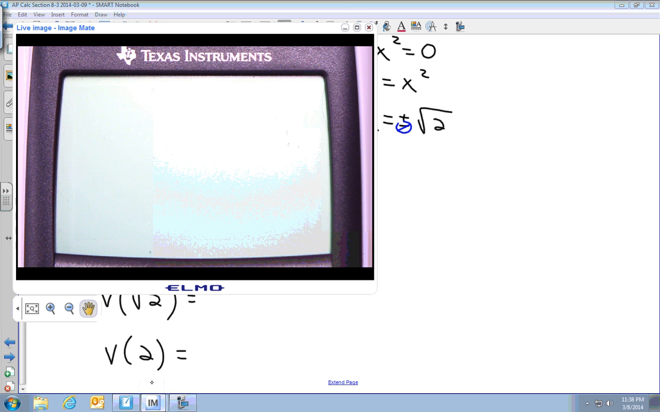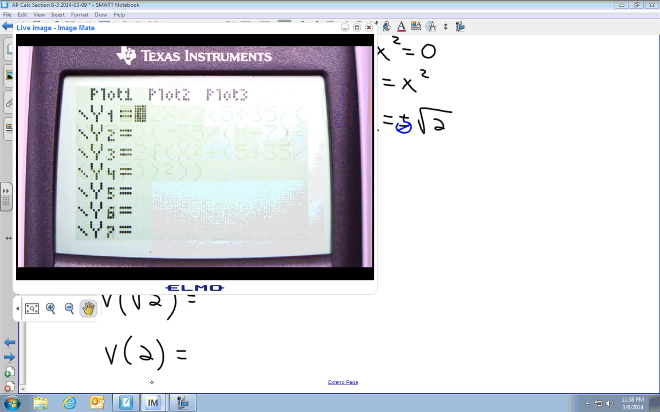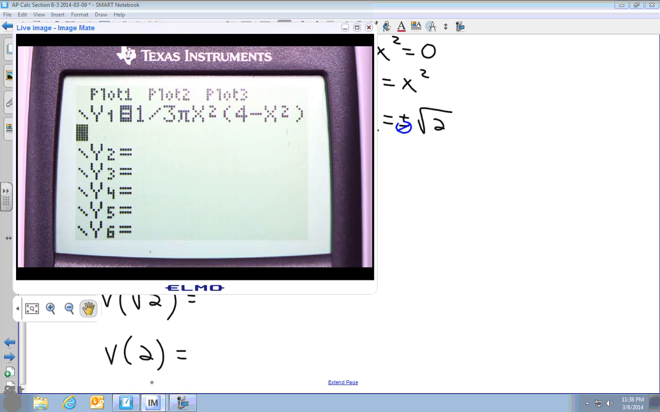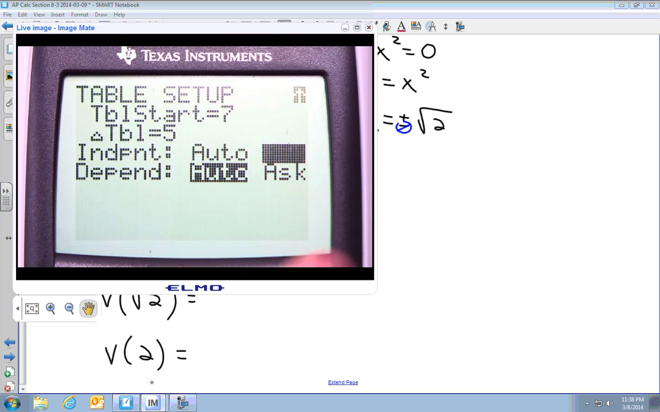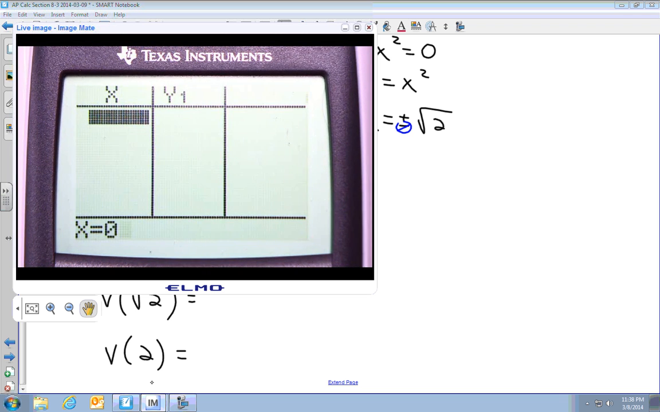But let's just double check what our calculator gives us. I'm going to put into y1 just our equation for the volume. So we have 1/3 pi times x squared times 4 minus x squared. You can put in any one of the formulas that we had written down for volume. I'll put in this form just because it's easier to write. And let's go to our table, and we will put it into ask mode and have it generate the values at 0, square root of 2, and at 2.